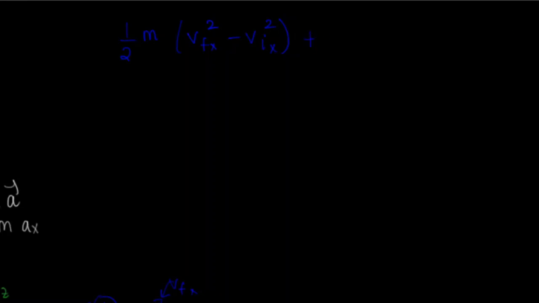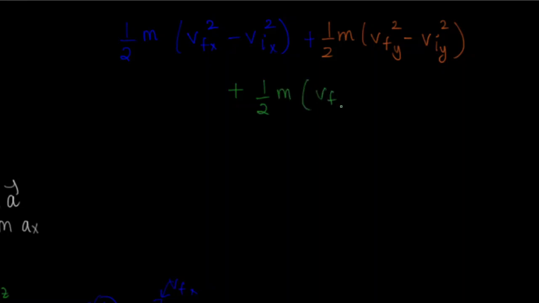plus for the y direction, now you would have 1/2 m times v sub f y squared minus v sub i y squared. And then for the z direction, same thing, just change the subscript. You would arrive at 1/2 m times v final in the z direction squared minus v initial in the z direction. And what you can see here is that 1/2 m is all common, so you can just write it out. So 1/2 m is now taken out.